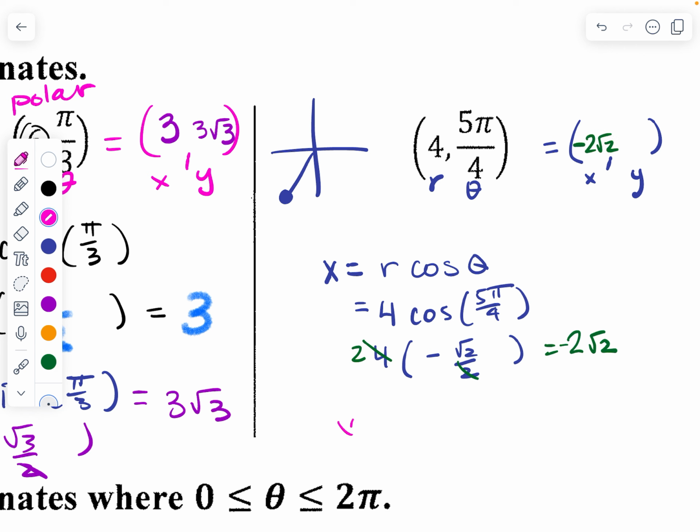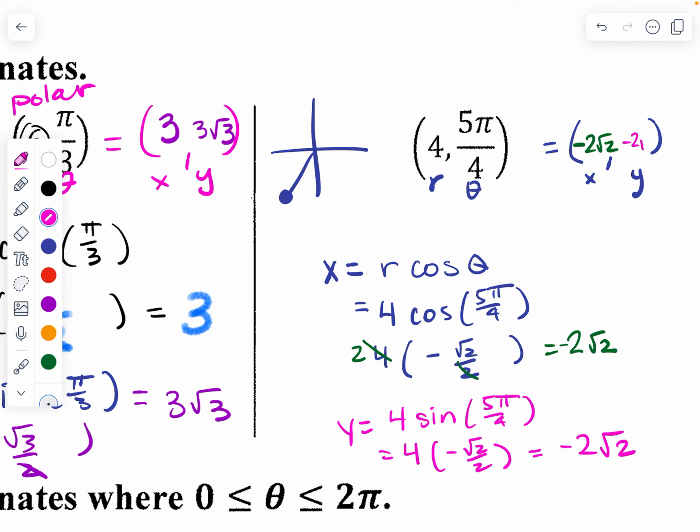and y is our sine theta. Well, we know also sine is negative here in the fourth quadrant, so 4 times the negative root 2 over 2 is going to be the same value because they're the same numbers as before, so negative 2 root 2.